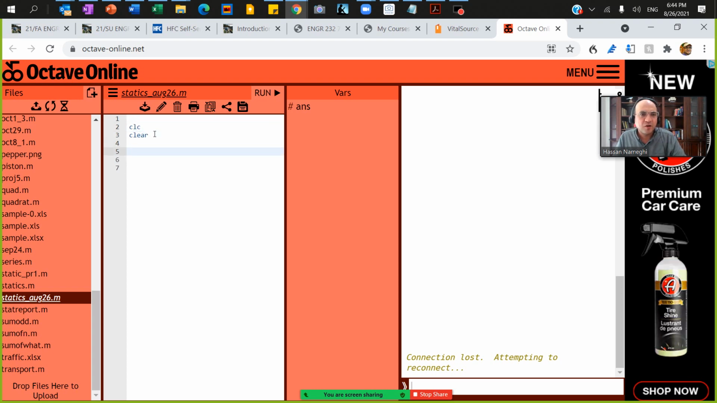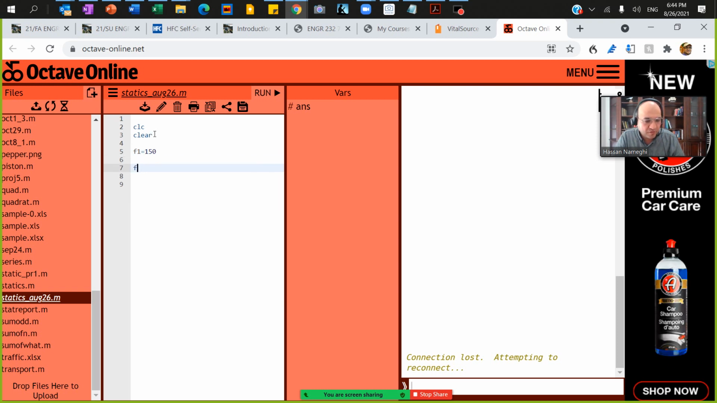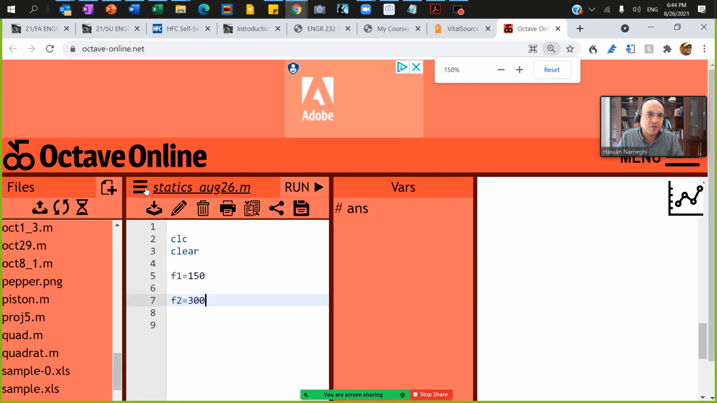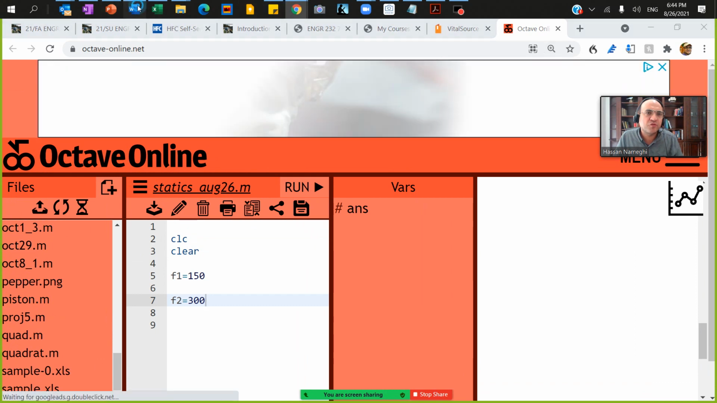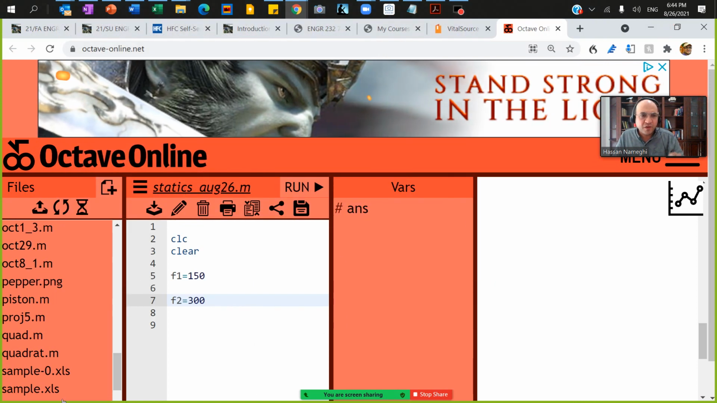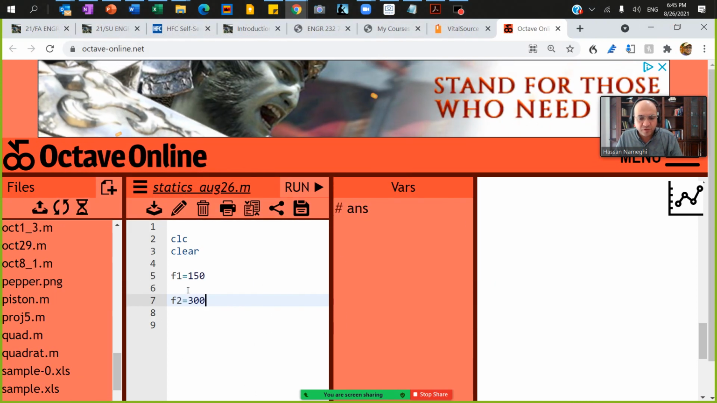So in this case, I want to have F1. I'm going to tell the computer F1 is equal to 150 and F2 is equal to 300. Where I get these values, I'm bringing these values from the question I have. The question I have in the tutorial is there are two people applying forces on this, one with the angle of 20, the other one with the angle of 70. So I have F1 is equal to 150, F2 is equal to 300.